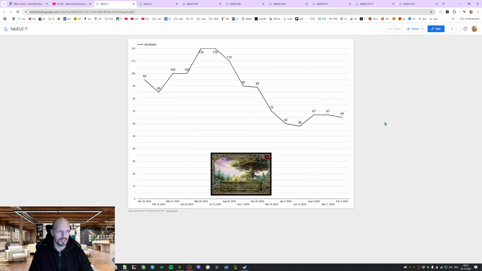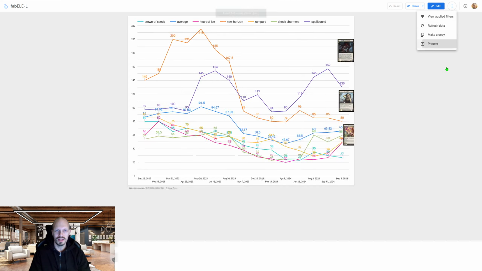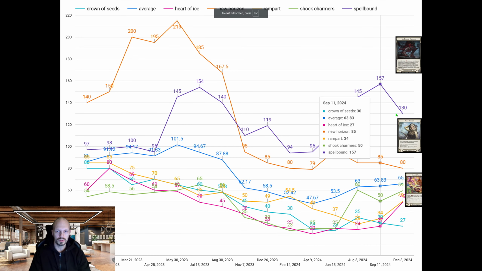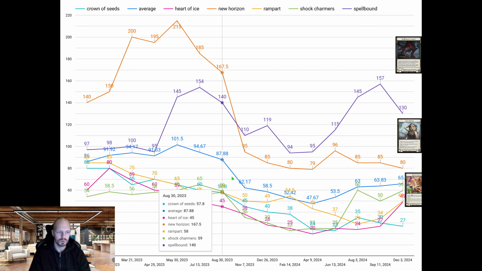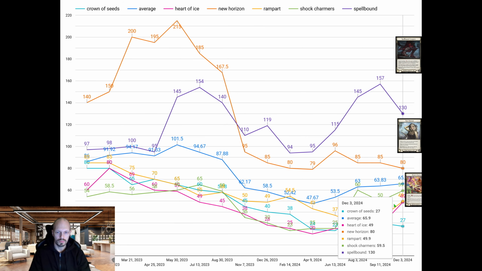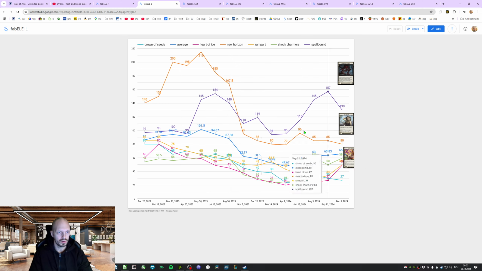The favorite is at 65, not much happened here. The legendaries, well, Spellbound Creepers went back down to 130, New Horizon 80. The average, though, is up to 65.90. We haven't seen those prices in a long time. The smaller ones tend to go up in price.